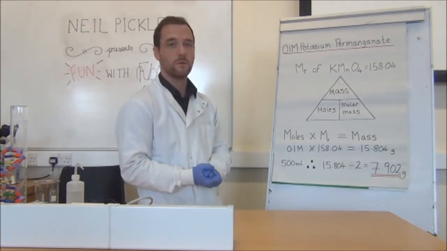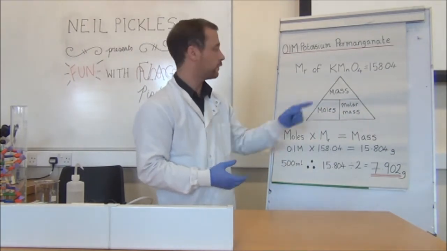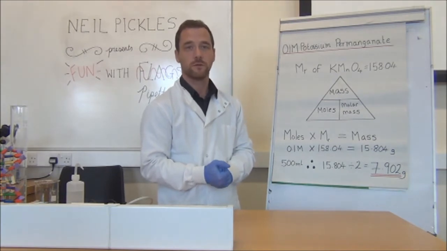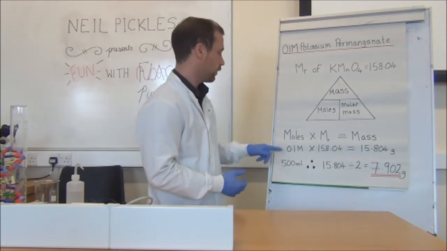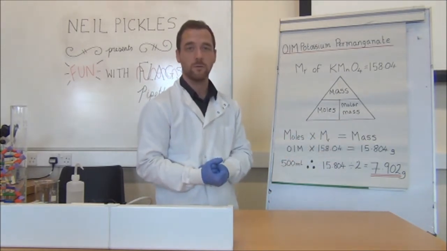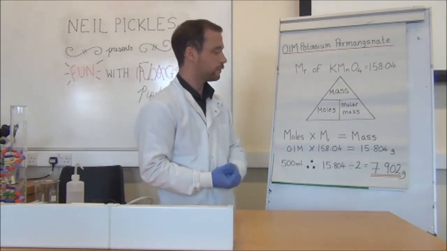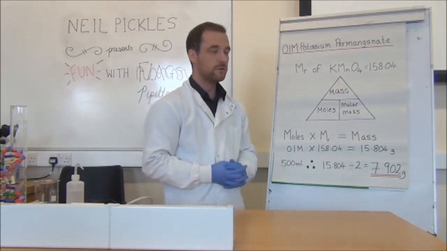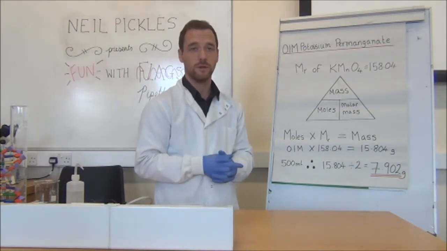So we need a 0.1 molar solution, and this equation triangle tells you how to convert between mass, moles and molar mass, or molecular weight. And so we use this part of the equation. So the number of moles times the MR equals the mass that we have to weigh out. So it's 0.1 multiplied by 158.04, and that gives us 15.804 grams. Now that is assuming that you're making up a solution of 1 litre.